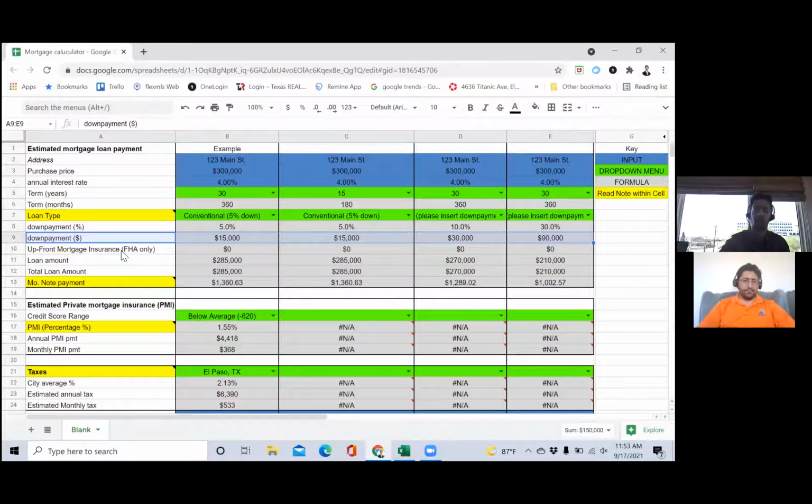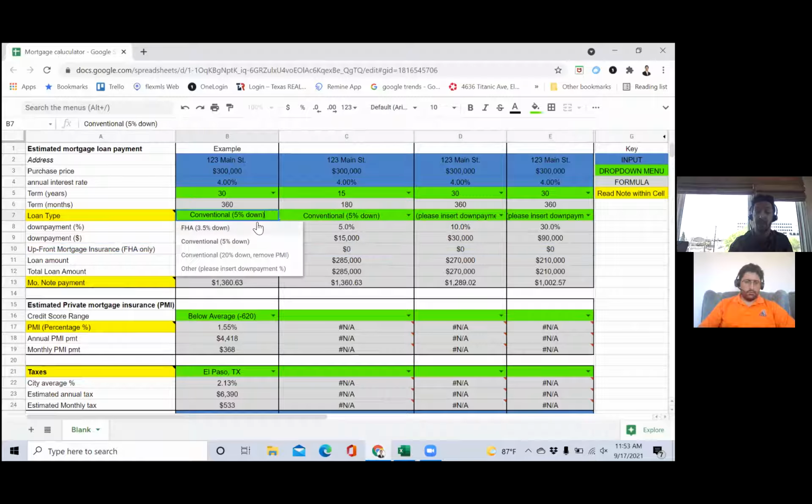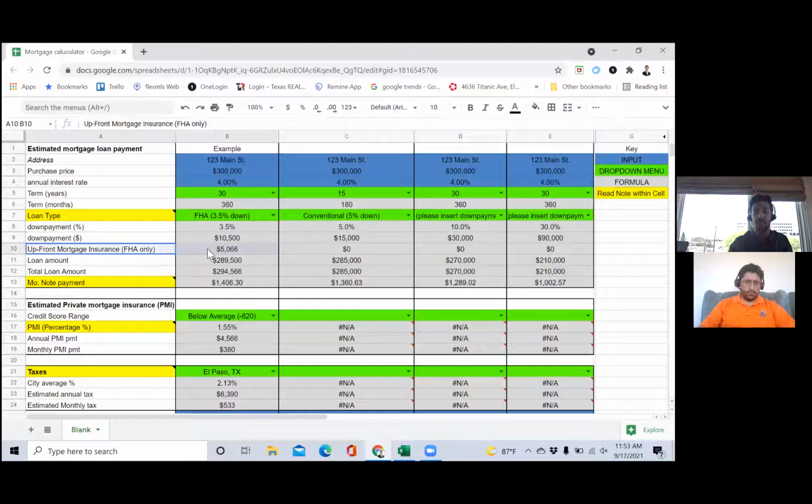Exactly. So you don't want to be caught off guard, and sometimes your realtor won't discuss this with you just because it's second nature to them, but it won't be second nature to you for the most part. Upfront PMI, or private mortgage insurance, it's at 0 here because it's not an FHA loan. FHA loans will require an upfront PMI, which will increase your loan amount by a certain percentage. And that's another benefit of conventional loans.